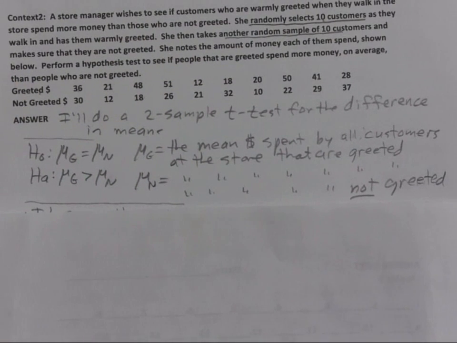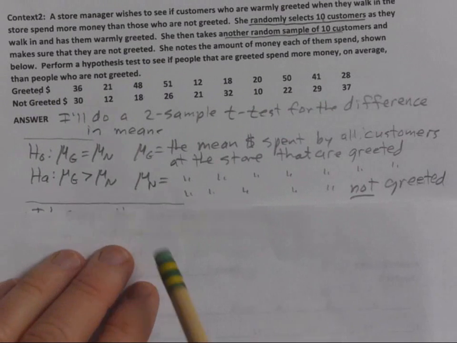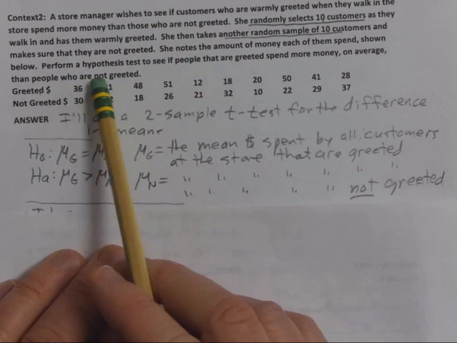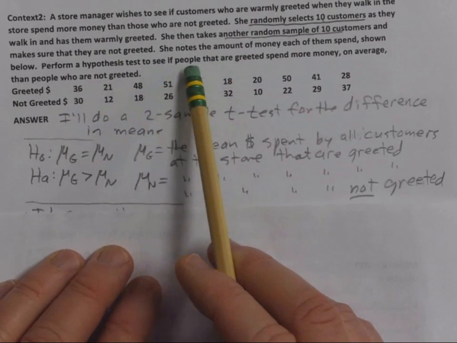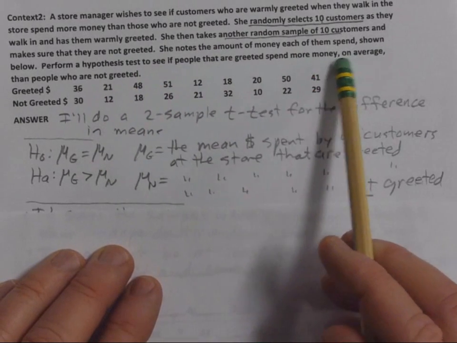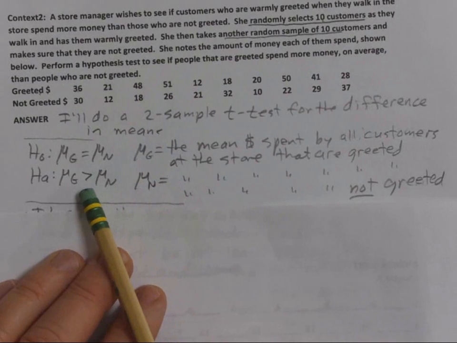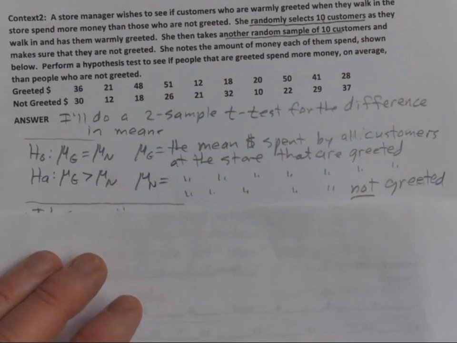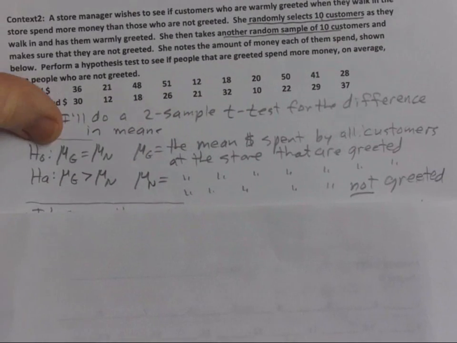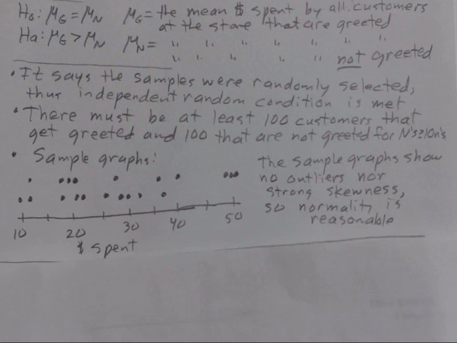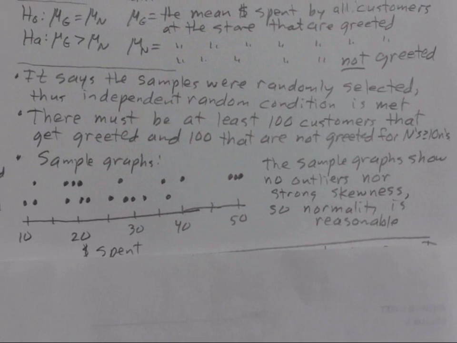And the alternative is what we suspect might be true, or what we're testing for, and you have to have a reason for it. Up here it says to test to see if those who are greeted spend more money than those that are not greeted. So that puts the greater than there. So this is a one-sided test. So there are your hypotheses. All right, so your conditions are the ISIN, a very similar sort of thing.